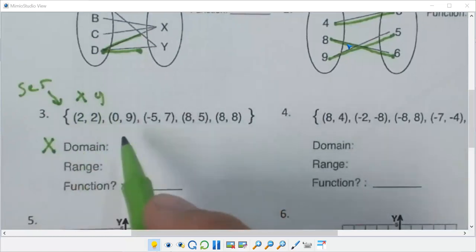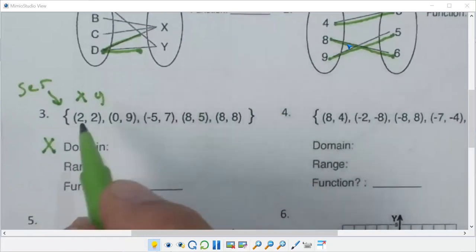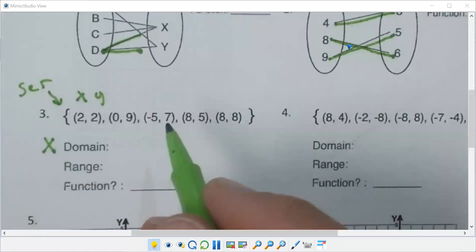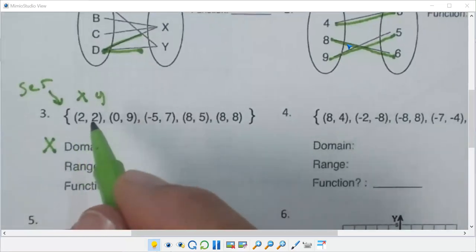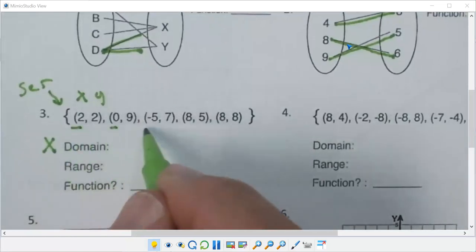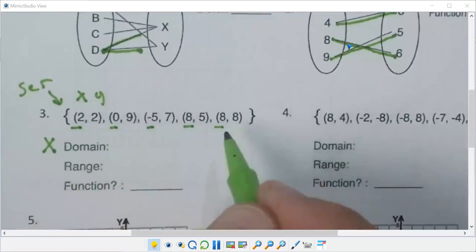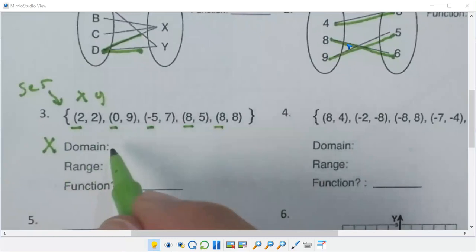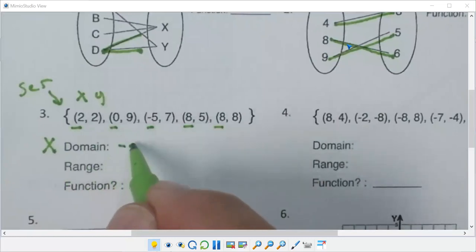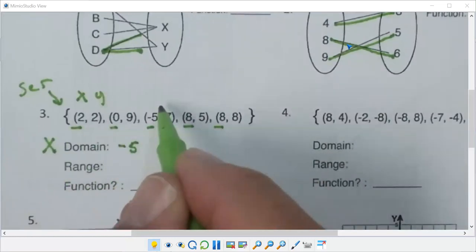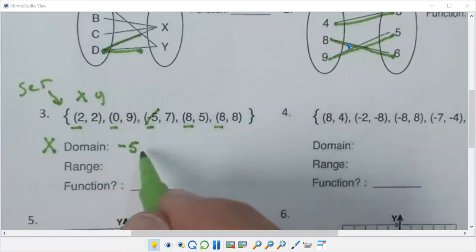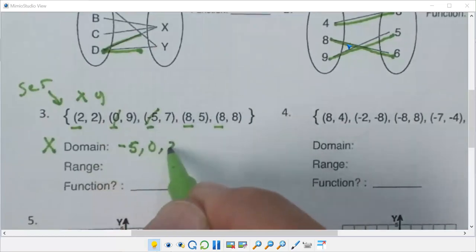Now, they want you to put them in order from least to greatest. I will try to do my best since I'm doing this on the fly here. I'll just underline all the x values so I can see them a little better. I'm looking for my first domain, and it's -5, so I'm going to put a -5 here. My next one, and I'm going to mark this out because I've already done this, is 0. And my next one is a 2.